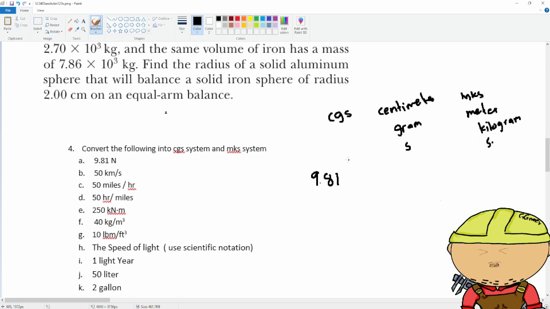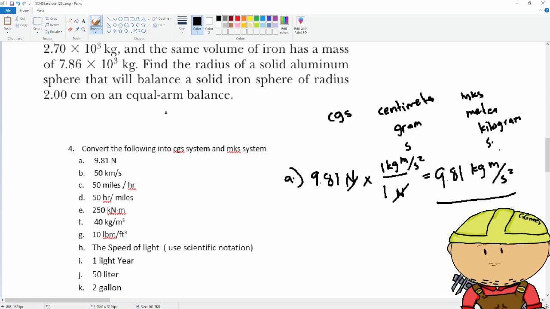Anyways, let's say Newton, letter A. Newton can be transformed into 1 kilogram meter per second squared, so 1 Newton is equal to 1 kilogram meter per second squared. If we double check the unit for Newton, it's already in the MKS system. I'm gonna use red for the MKS system, and probably green for the CGS system.